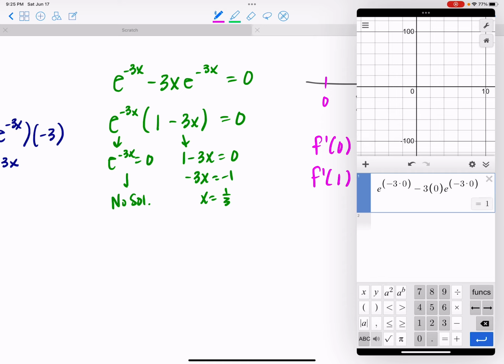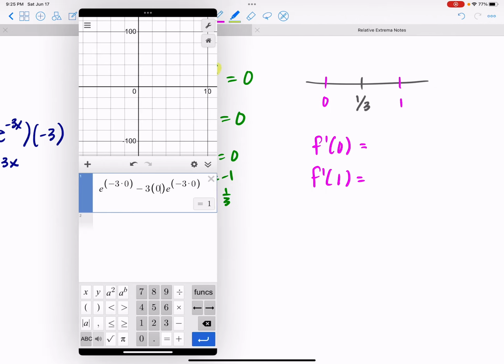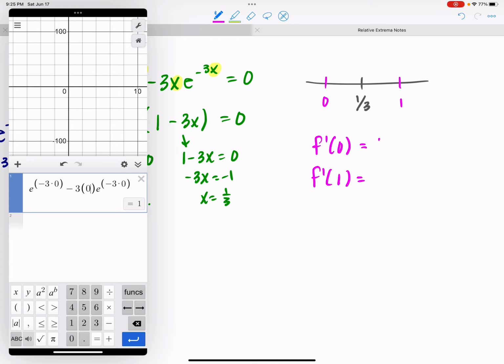And 0. Okay, so 3 places to plug in, right? Be careful. We have 3 x's to replace with 0. So that gives me an output of 1. So f of 0 is equal to 1, and then I'm just going to replace those zeros with 1s. And so there's your other option for evaluating.